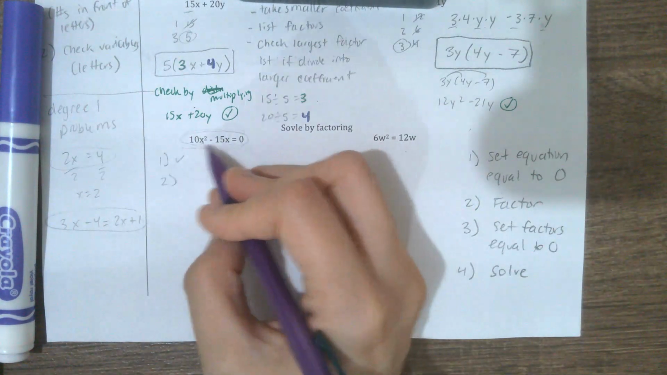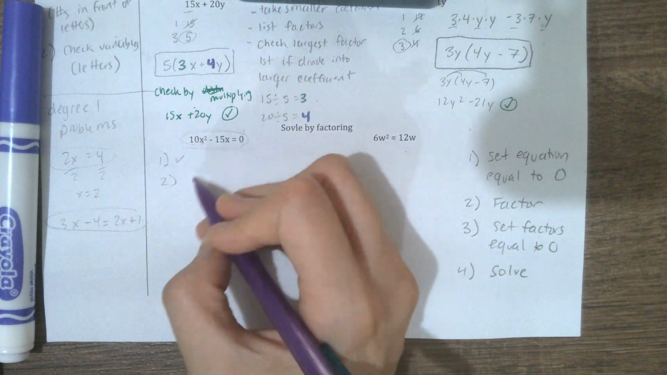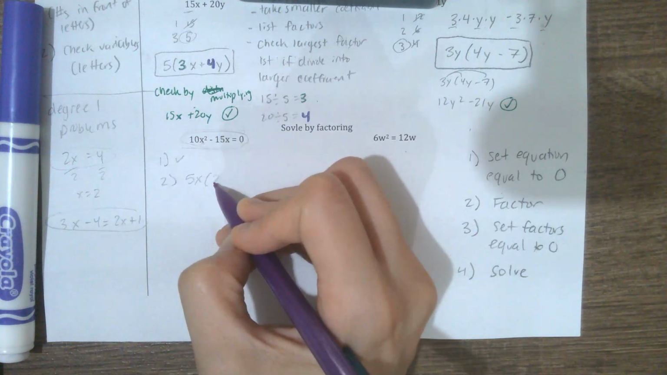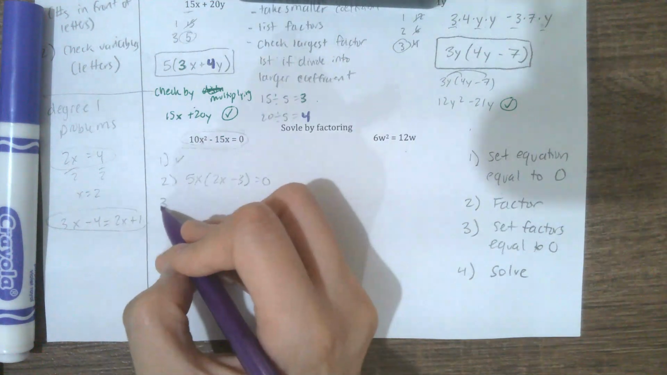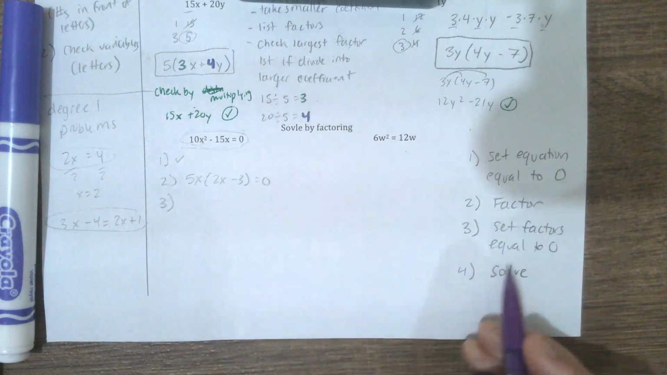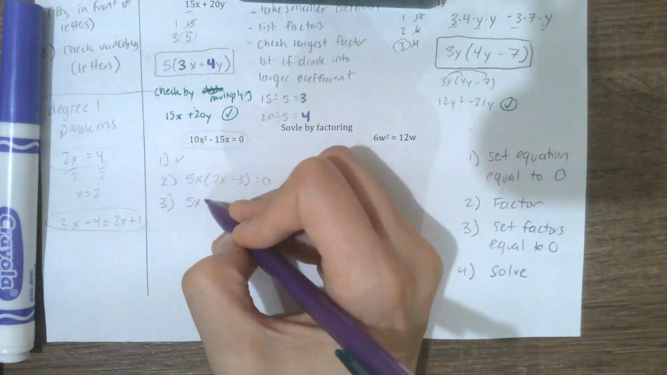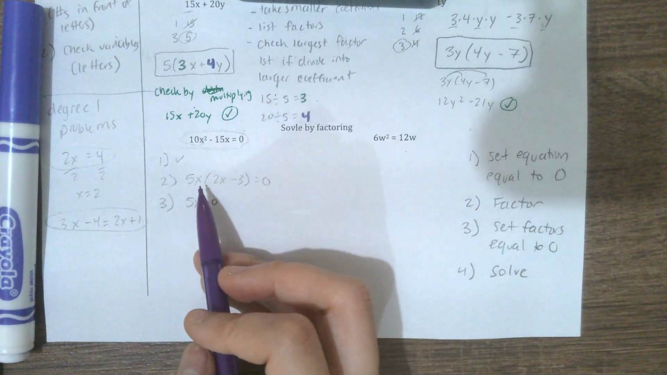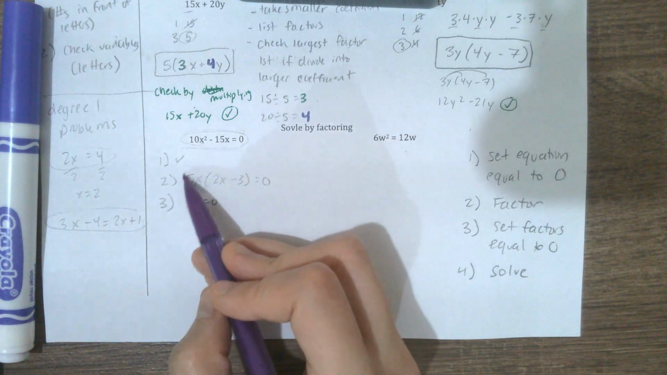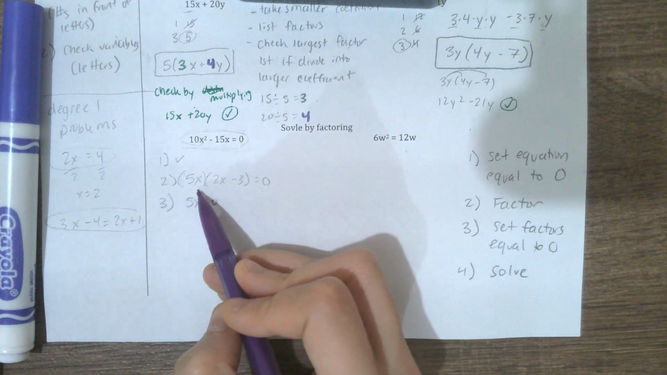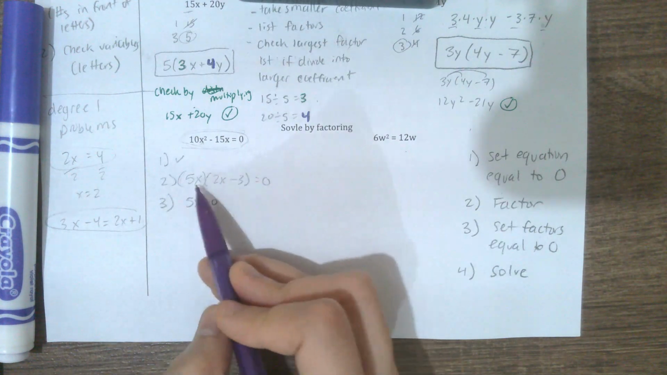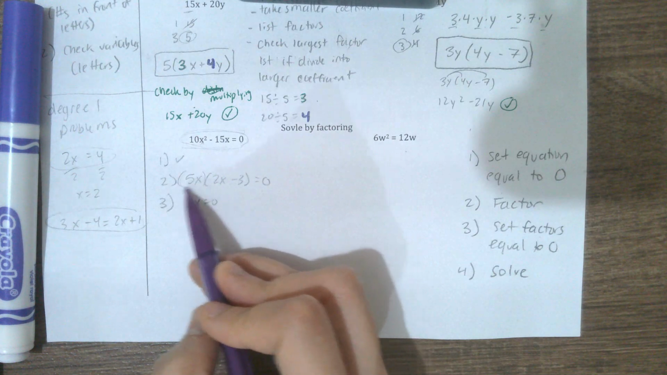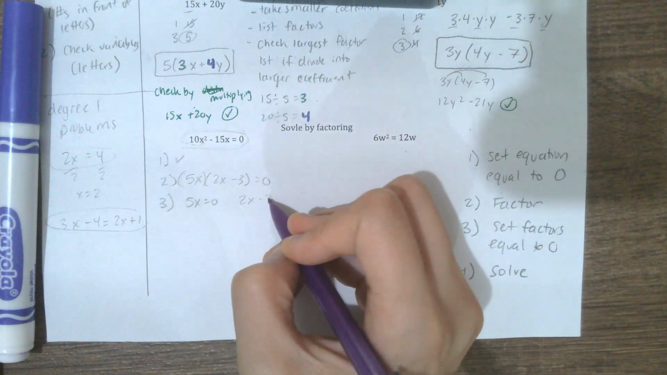So they're both divisible by 5, and they both have an x. So we have 5x times 2x minus 3 equals 0. Third step, we're going to set factors equal to 0. So we have 5x equals 0. Even though we're used to saying the parentheses, we could put little parentheses around it and see that it's a factor. So even though it's a term on the outside, you could just put the parentheses and you can see, okay, here's one factor and here's the other factor.